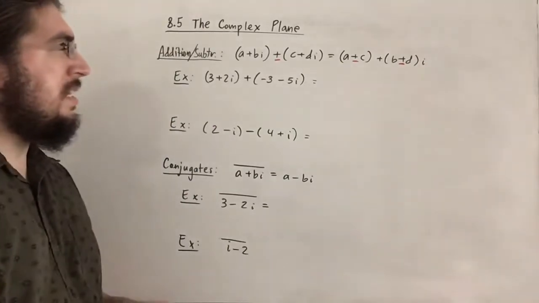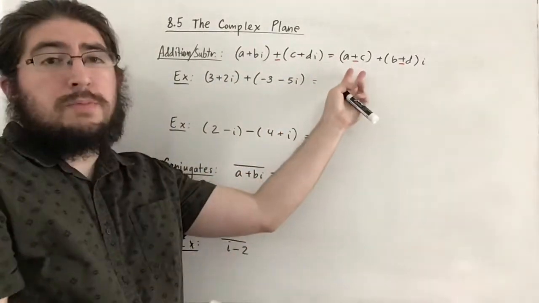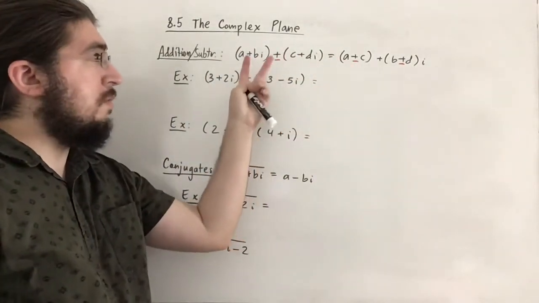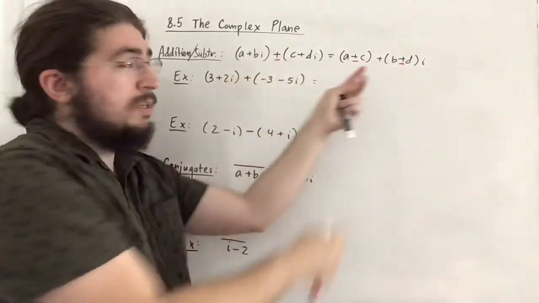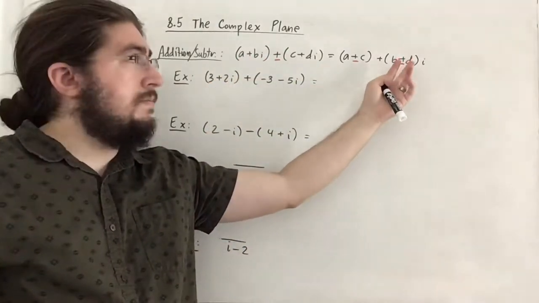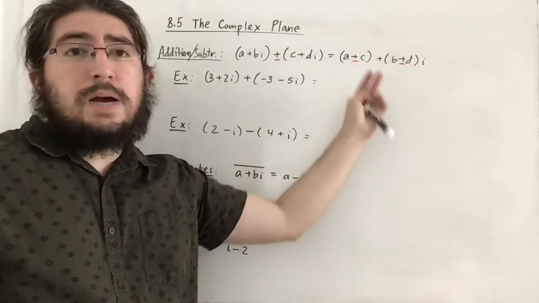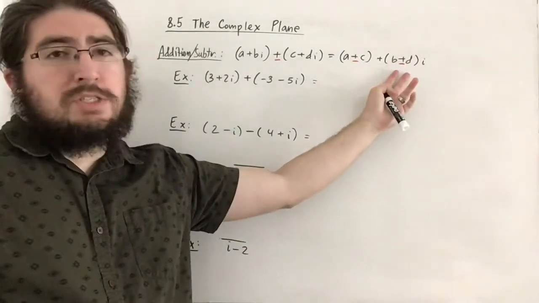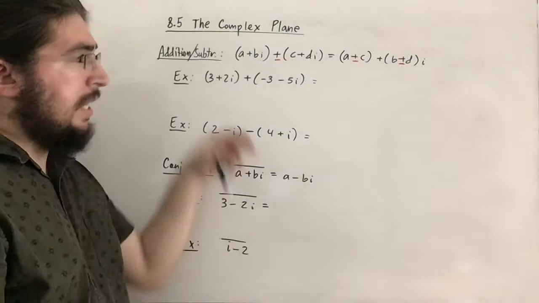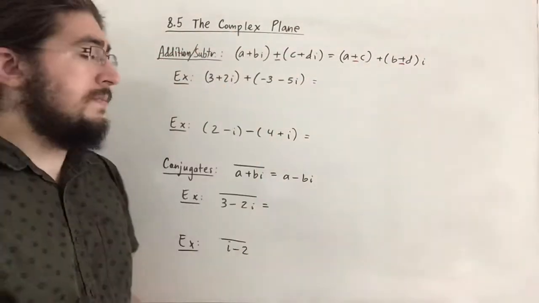So you can kind of see that if you combine a and c, you get a plus or minus c, depending what operation you have, of course. And for the bi and di's, you get bi plus or minus di, but then since they both have i in common, you can factor that out, and you get b plus or minus d times i. And again, either it's all subtraction or all addition.